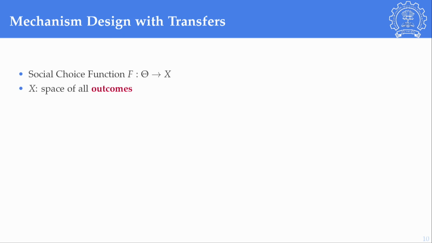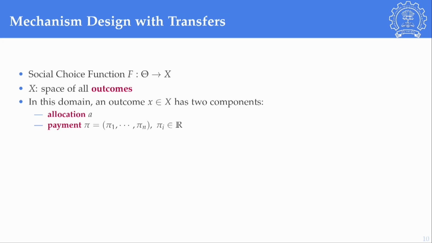The space of all outcomes here has two components. One component is the allocation, or choice of an alternative. Let us say in the public project, my allocation or decision is that I will build a bridge. That is the allocation part, and then I can tax each of these individuals different amounts depending on how they have reported their theta i's, which is the payment part of this outcome.